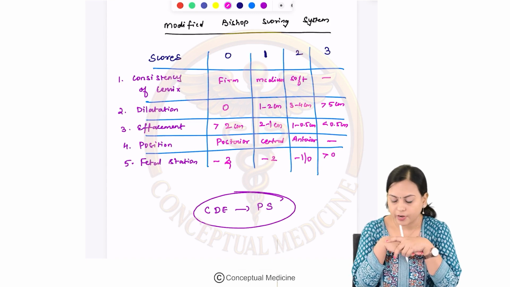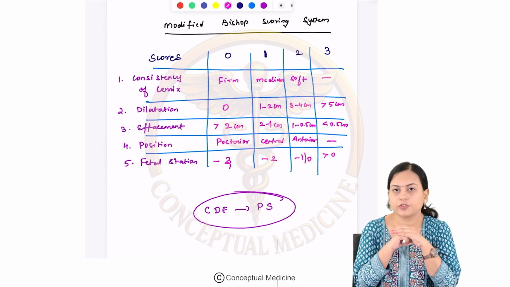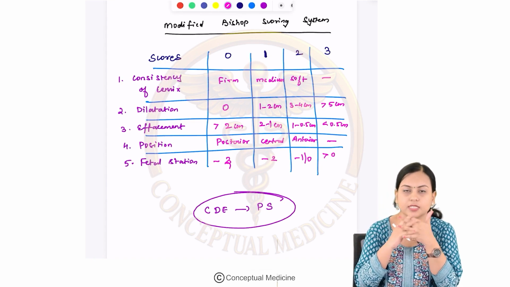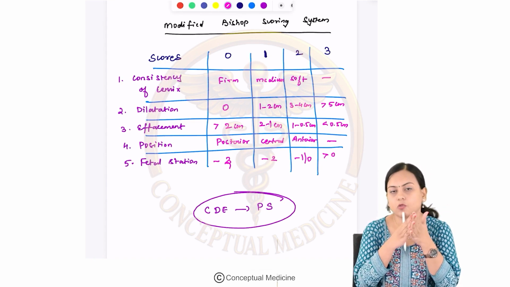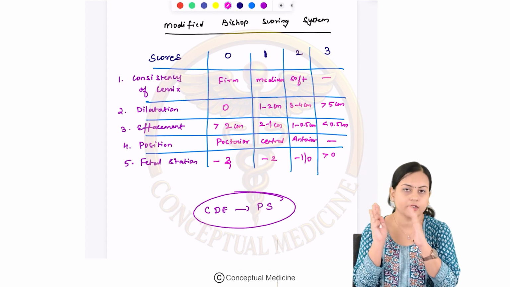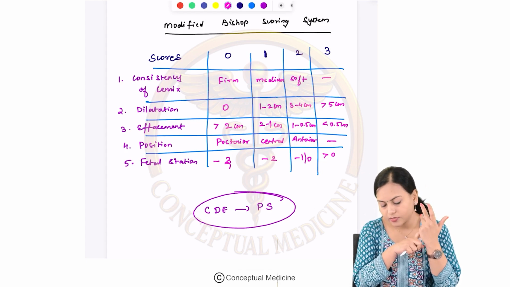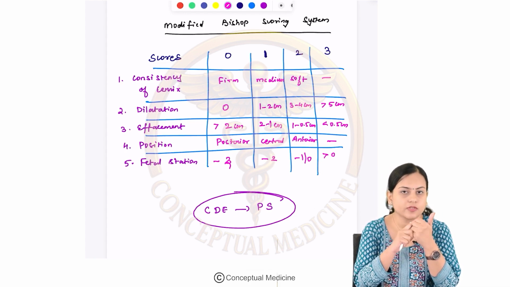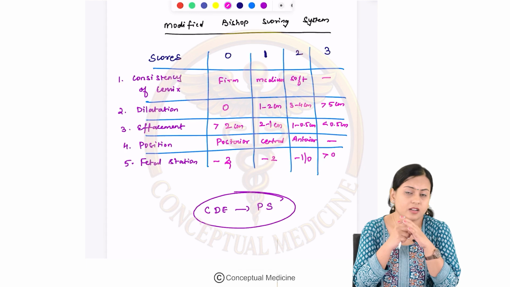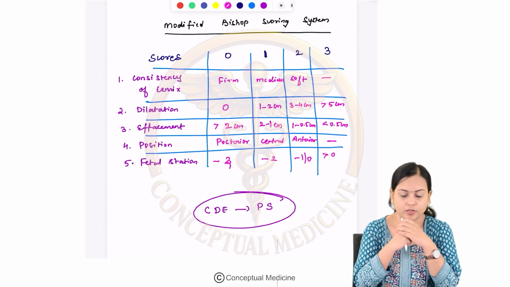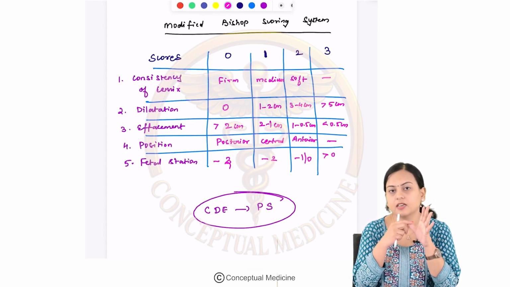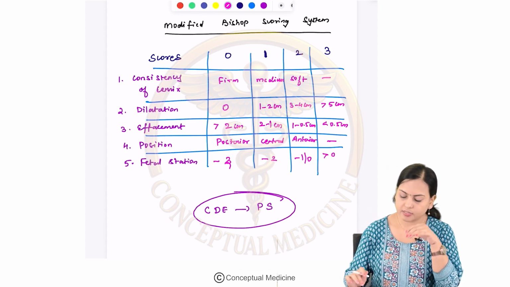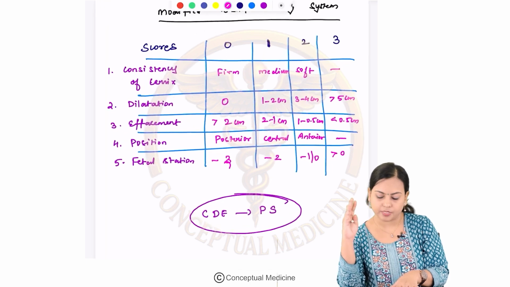So once again we will revise this. Your favorite letters for putting the table of the modified Bishop scoring system are going to be C, D, E and P, S and the scores will start from 0 and go up to 3. C for consistency of the cervix, D for dilatation of the cervix, E for effacement of the cervix, P for position of the cervix and S for station. Okay, the first 4 factors are for the cervix and the 5th factor is for the fetal station, right? So, consistency of the cervix, it is going to be firm, medium, soft.